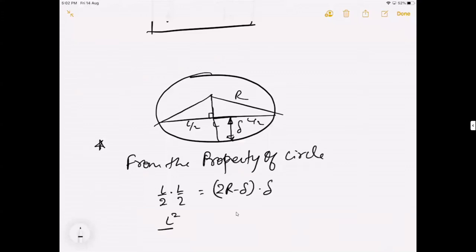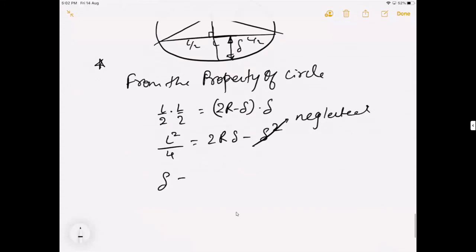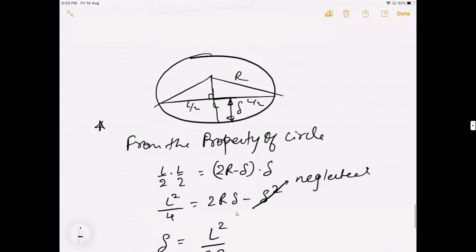So we can write here L square by 4 is equal to 2R delta minus delta square. Delta square is higher order, which is being neglected. So from here, delta can be obtained as L square by 8R. So this is my deflection delta.